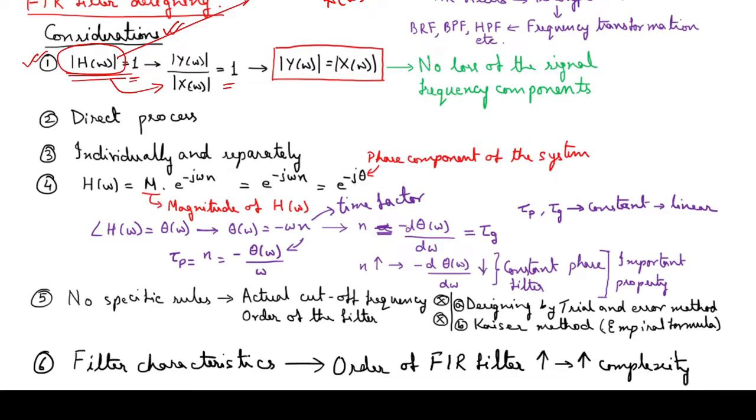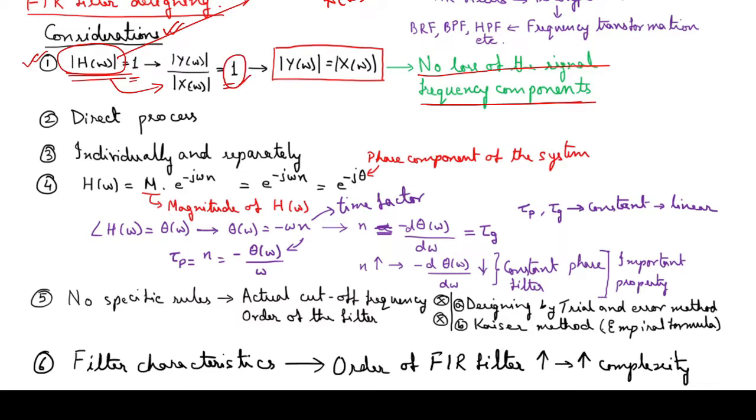That means there is no loss of the signal frequency component. If you have designed a filter, whatever frequency you would like to reject will be rejected. Otherwise, other frequency components remain unhampered. Many students ask, sir, why have you taken 1? Why not 2? Why not 3? Why not 4?